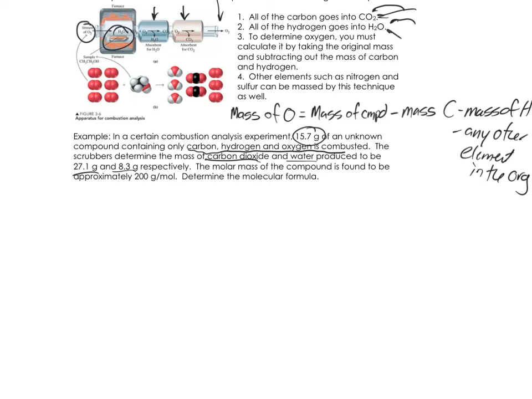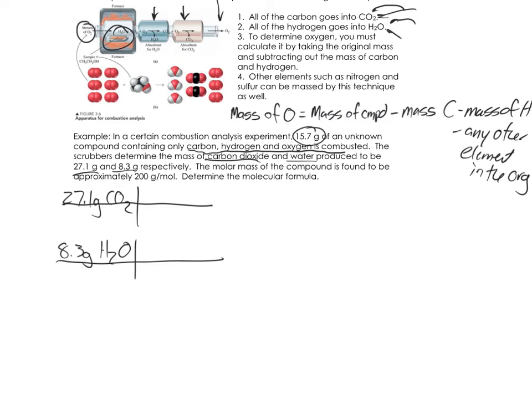So just like with any of the other empirical molecular formula calculations, the first thing I need to do is get everybody into masses. So I have 27.1 grams of CO2, and I have 8.3 grams of H2O. Remember, we cannot determine oxygen based on either one of these. What we can do is turn CO2 into carbon and H2O into H. So the way that we do that is first go to moles, then to mass.